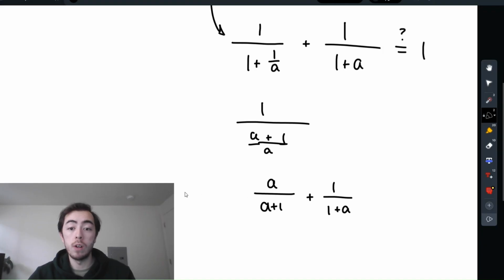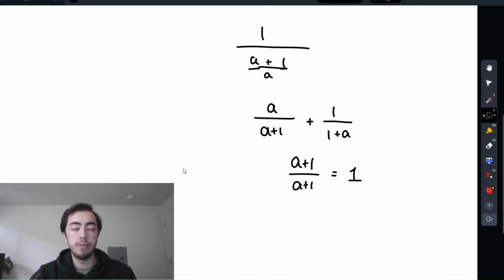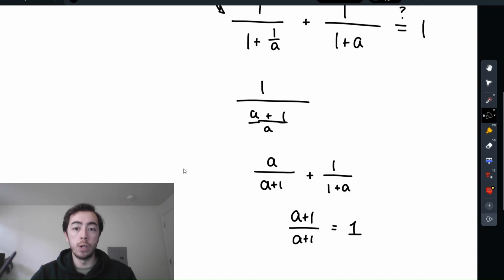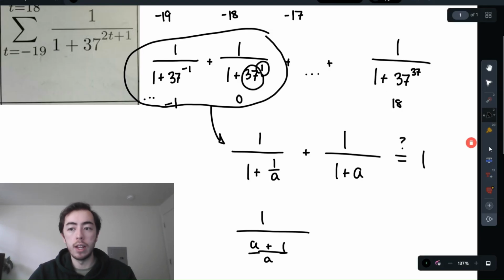Here the denominators are the same, so I can just add the numerators. And what do you know? This is just equal to 1, as long as a itself isn't 0 or -1. For all of my examples here, I'm never going to get a 0 because 37 to some power never is 0. It's also never negative. So fortunately, I can do all those algebra steps, and these two fractions together add up to the number 1.